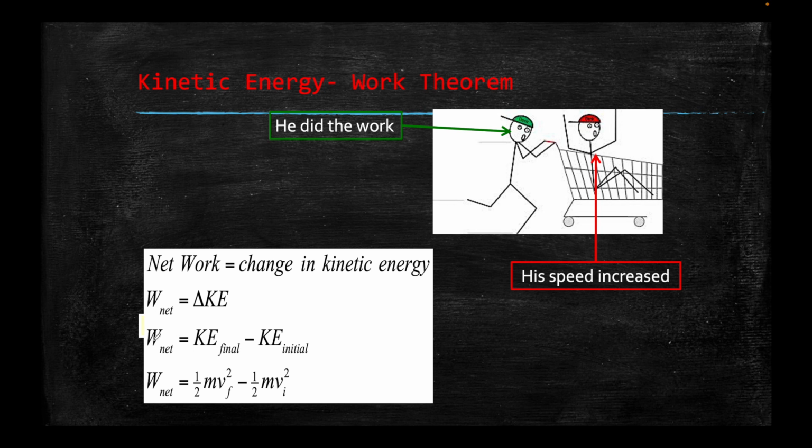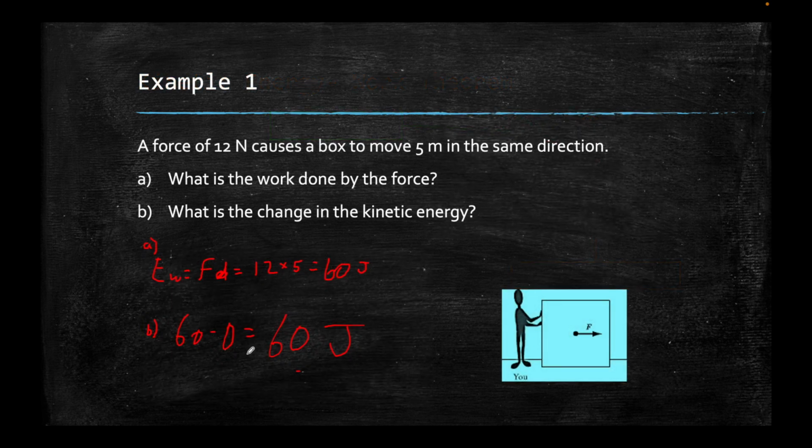And what I've just explained, the net work, the overall work, is the change in kinetic energy. Remember, it can be written as Ek, KE. It doesn't really matter how you write it. It's just the same, okay? Final minus initial. Half mv squared minus a half mv squared, which is what we just did in the previous example.